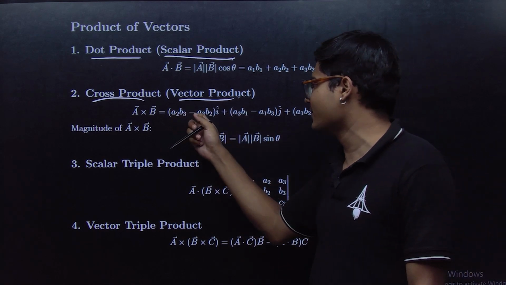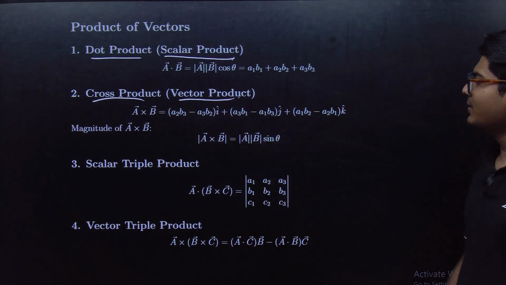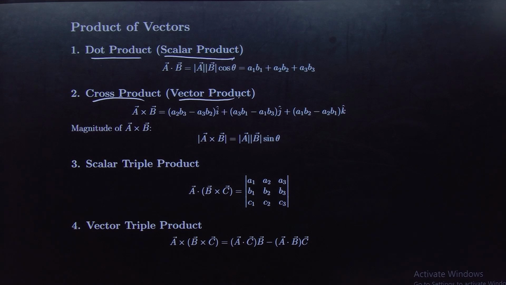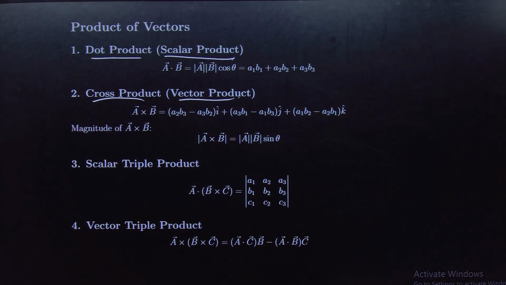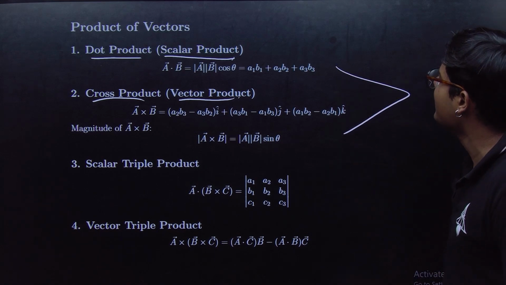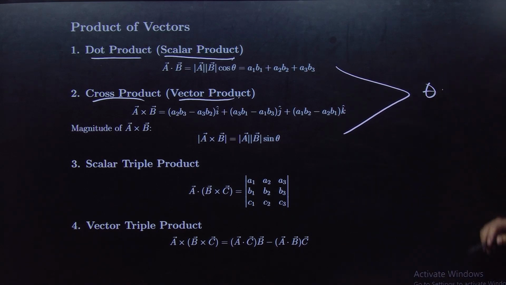It's (A2 B3 minus A3 B2) i cap, plus (A3 B1 minus A1 B3) j cap, plus (A1 B2 minus A2 B1) k cap, right? The magnitude of this cross product is nothing but magnitude of A times magnitude of B times sine of the angle in between them. So you can use either of these formulas to find the angle theta between the two vectors.